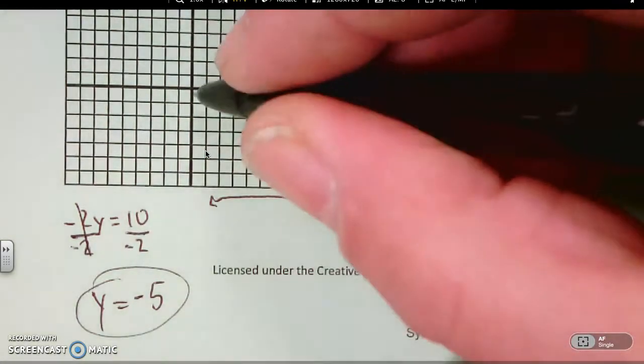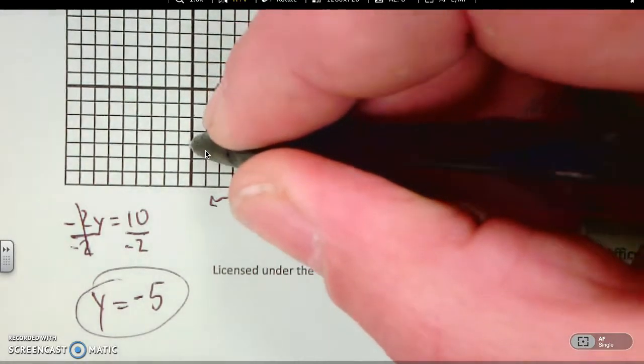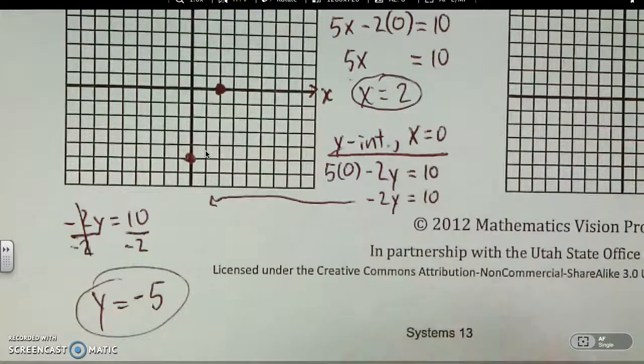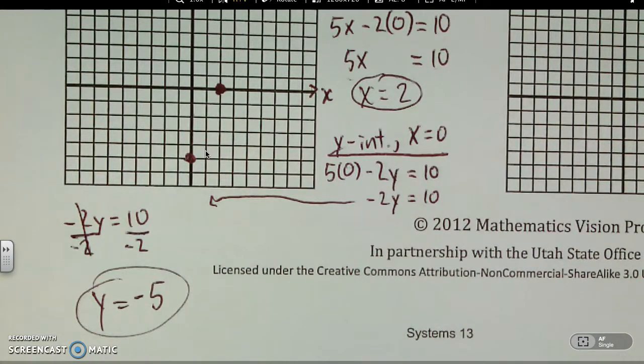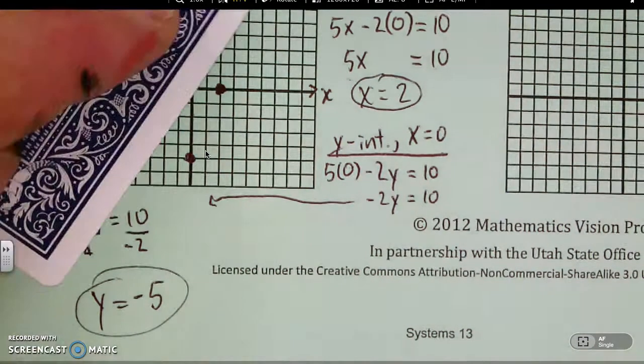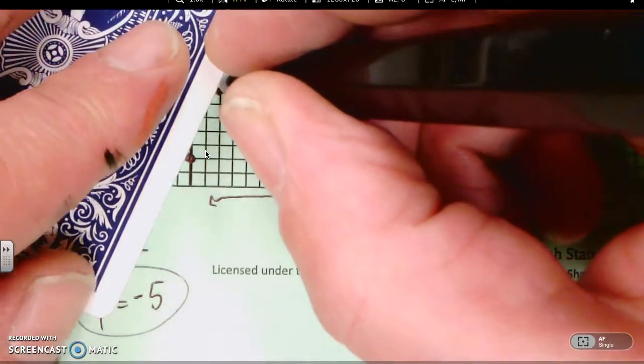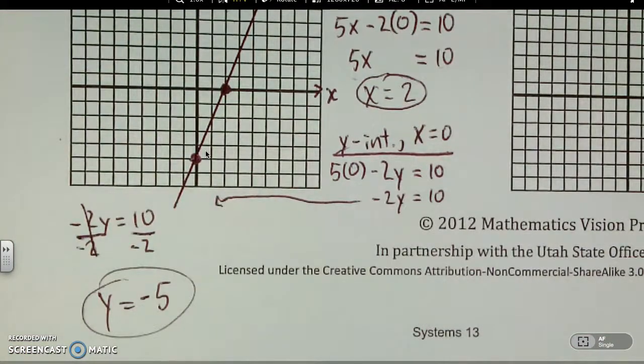So let's graph that point. Negative 1, negative 2, negative 3, negative 4, negative 5. And put a point there. Now, let's say you don't have a straight edge. You need to have good graphs. They need to be straight. That's the whole point of this. If you don't have a ruler or a straight edge, use the side of a playing card. Use the side of an ID card. Use the side of your cell phone. All right? And that's what your graph should look like.